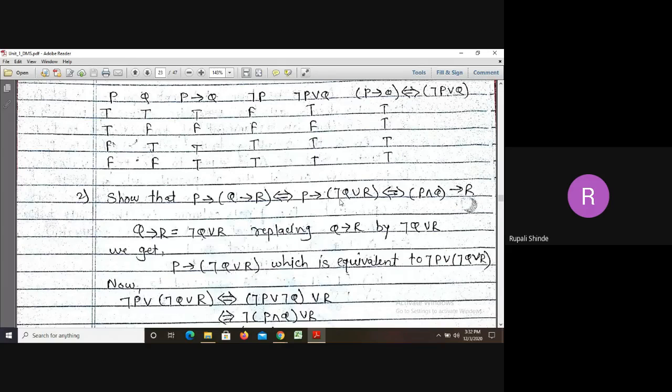Now check here, this is the second formula, that is P conditional negation Q or R. So here we proved equivalence between first and second formula.